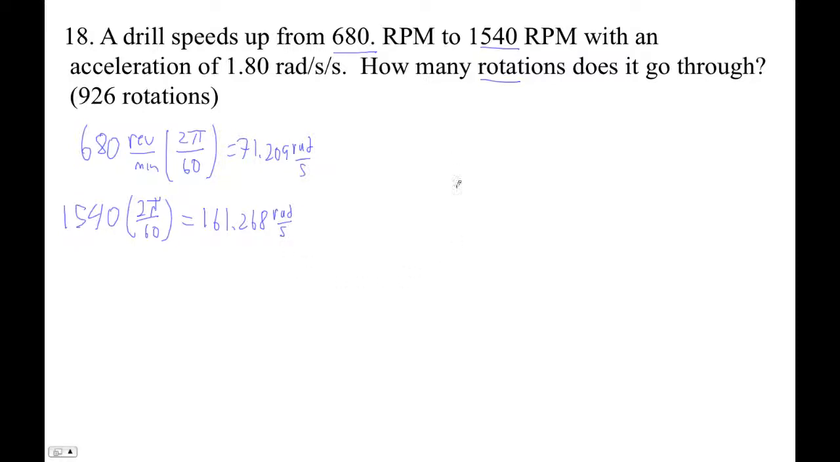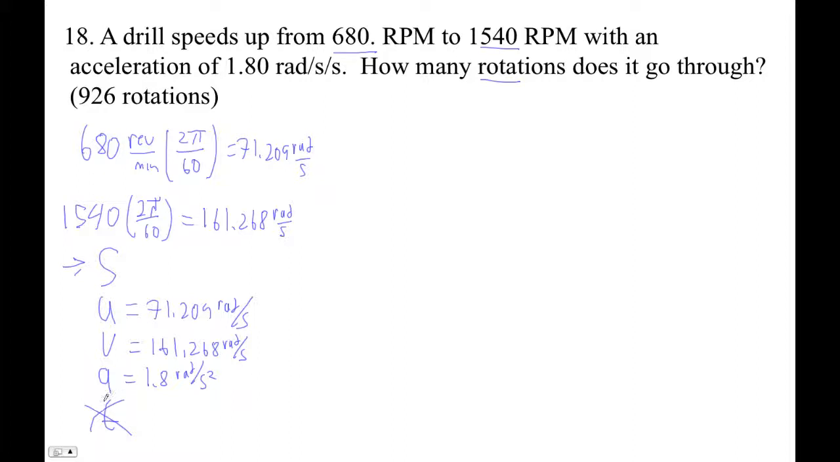Okay, let's see. And now we're all set. Now we can SUVAT, right? Our acceleration is 1.8 radians per second squared, right? Our initial velocity is 71.209 radians per second. Our final is 161.268 radians per second. And I guess we want to find S. And when we get S, it will be in radians. And we'll have to divide by 2 pi to get the answer in rotations, I guess, right?